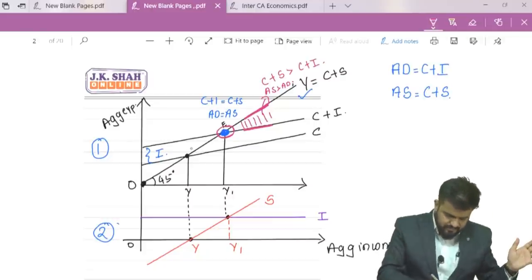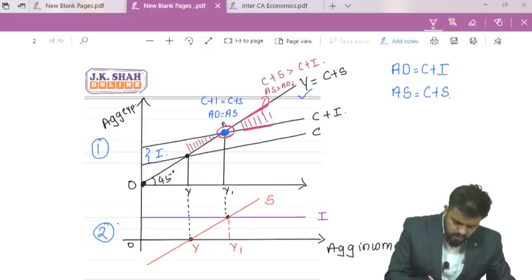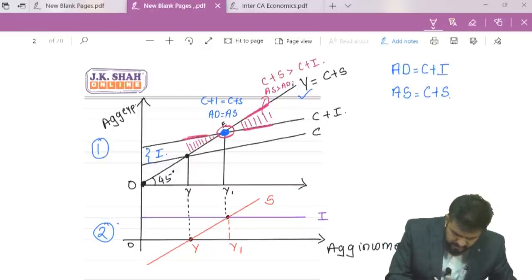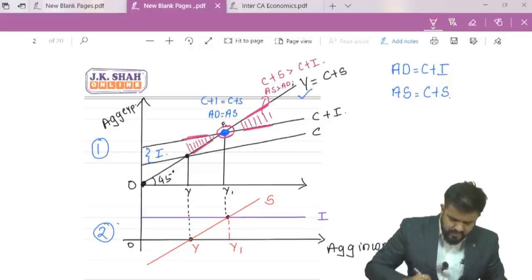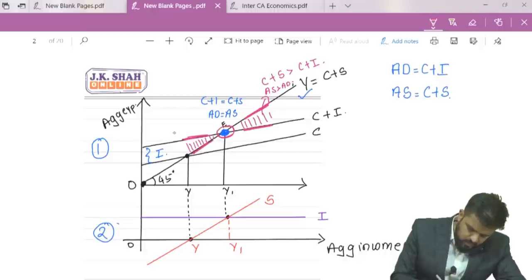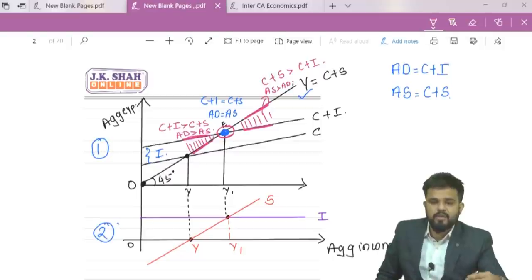Aggregate demand is equal to aggregate supply. Left hand side, this zone, this shaded area. Now here aggregate demand is more than aggregate supply. See, supply line is below. So I can write here C plus I is greater than C plus S. That is aggregate demand is greater than aggregate supply. Demand more than supply.